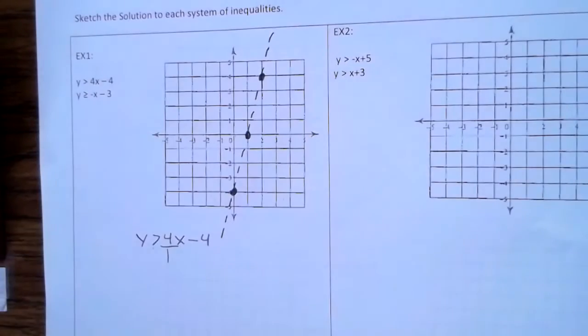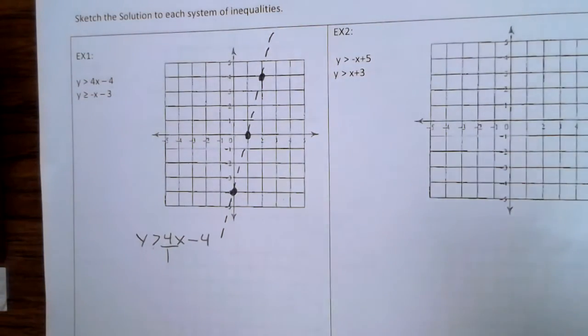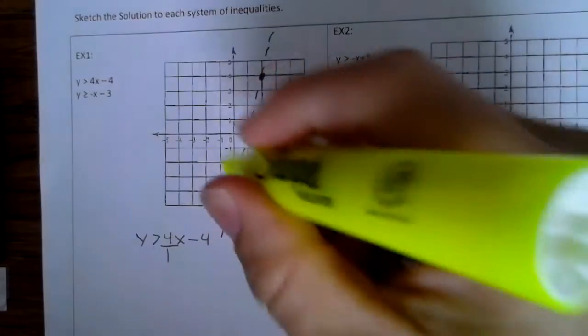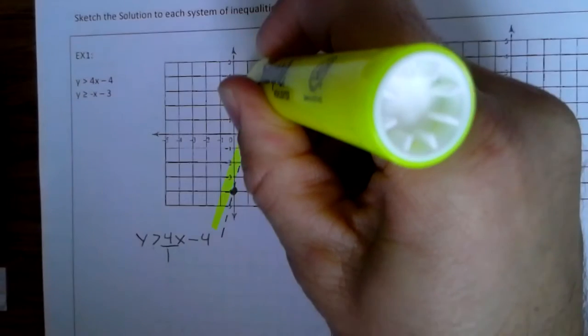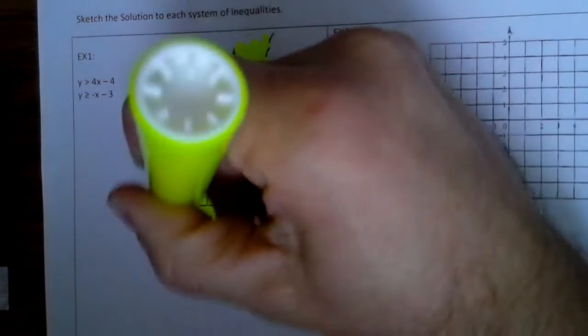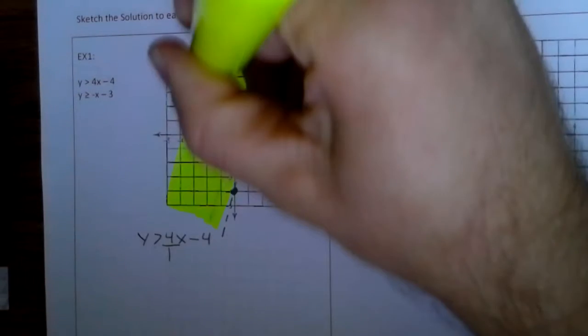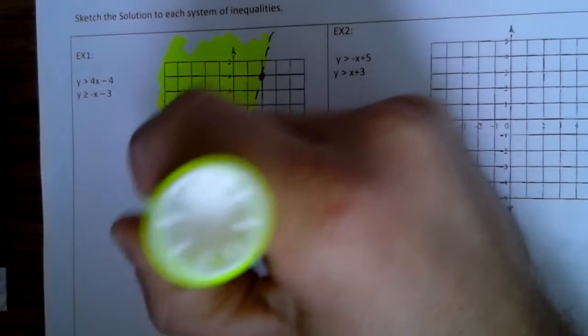Now, I'm going to show you kind of a cool way to do this. You can do it in pencil, but if you do it with highlighters, something cool happens. So since it's greater than, we're shading above.